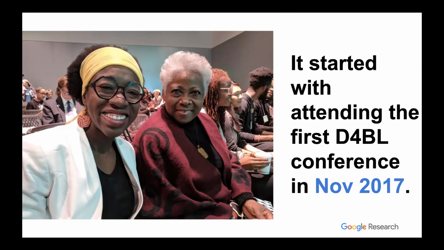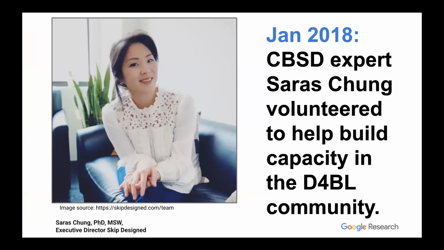So I thought it would be a good idea to have a systems thinking workshop at the next conference, so we could introduce these concepts to folks who are trying to intervene on really complex problems. In order to do that, I had to find an expert in community-based system dynamics. Sarah Chung, who's a prominent member of the SD community, volunteered to help build capacity in the Data for Black Lives community. So this is the key: humans that are ready to contribute and serve without any monetary incentives, for example. So Sarah volunteered to do that.